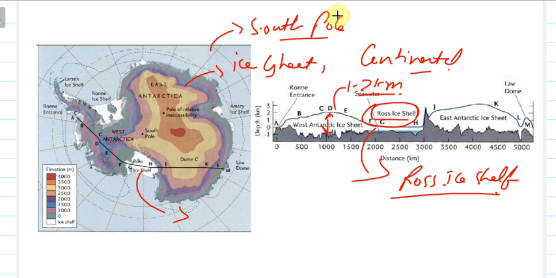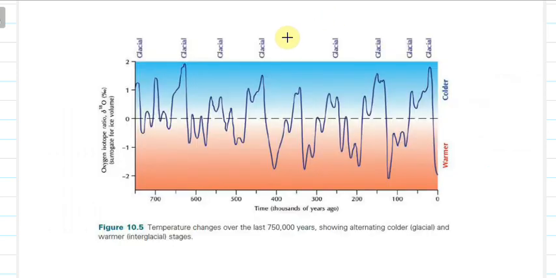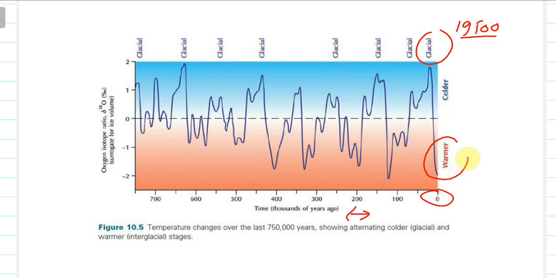Moving on, this was just an introduction to your cryosphere, and here you can see in this chart there is the glacial period, that is 19,500 years ago. The last glacial maximum happened then, and currently this is the time period. So we are living at zero time period right now. Currently the earth is experiencing a warmer climate, and we are living in an interglacial period.